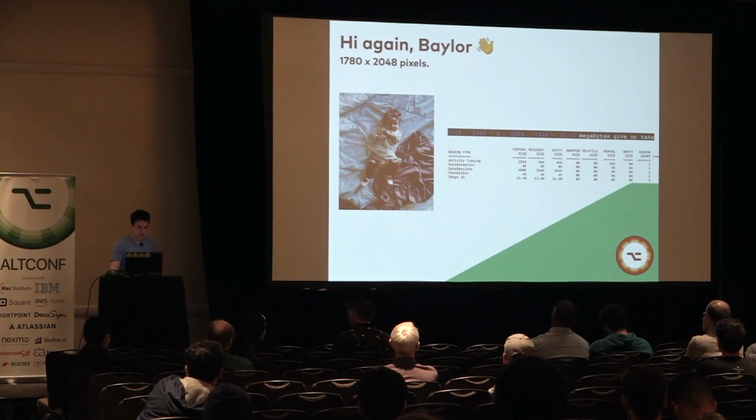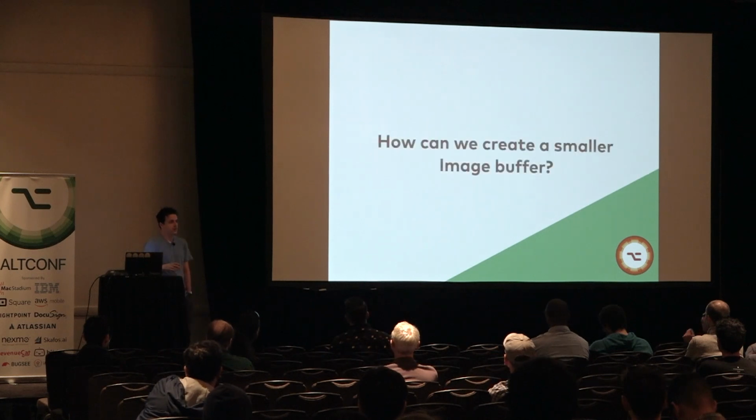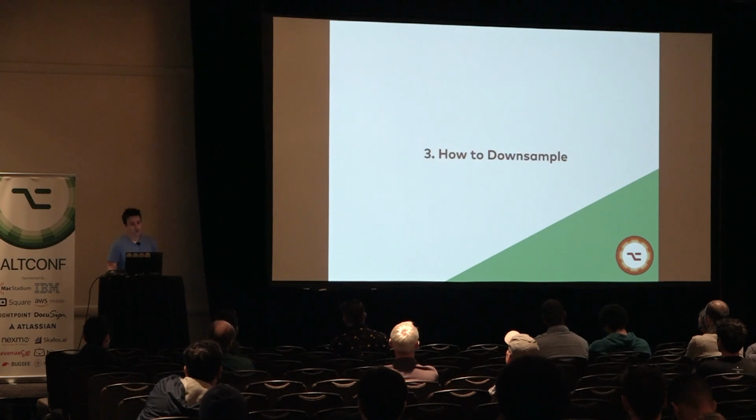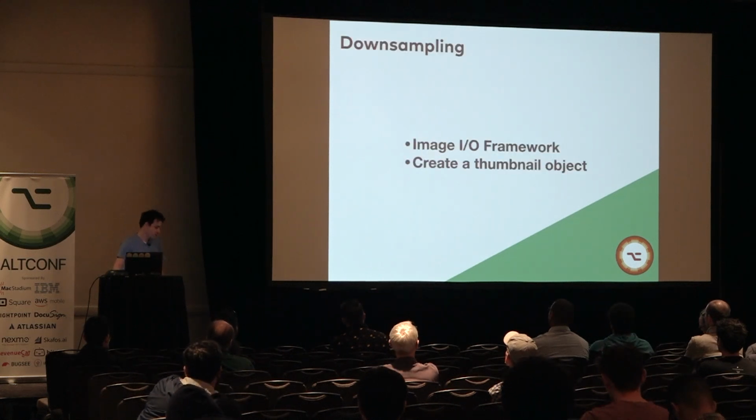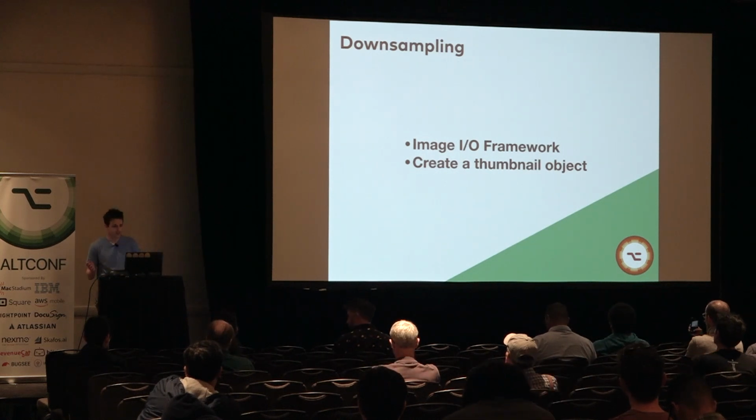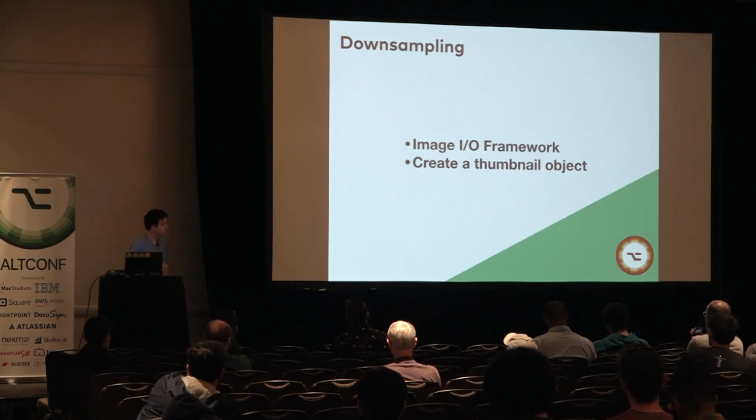So with all that, the question really becomes, how do we get a smaller image buffer? Because that's what's going to save us a lot of this memory that we don't need. Or, at the very least, how do we get an image buffer that's equal to the size of the image view we're putting it in? And of course, you do that by downsampling. So to do downsampling, there's a very handy framework in iOS called ImageIO. It does lots of stuff. It can read and write most image file formats. You can access metadata, do color management. But particularly, what it can do is create a thumbnail object.